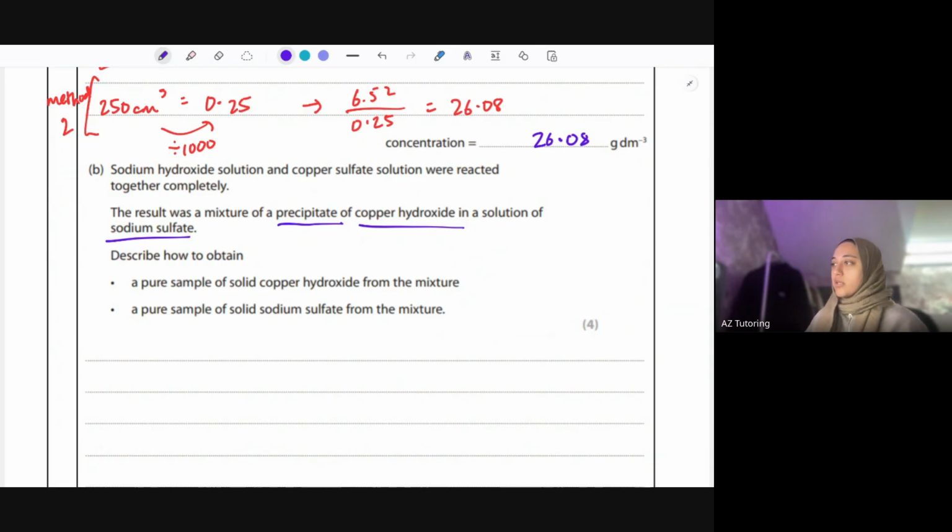Okay, let's start off with the copper hydroxide. So it's 4 marks because 2 marks for each of them. So starting off with the solid copper hydroxide.